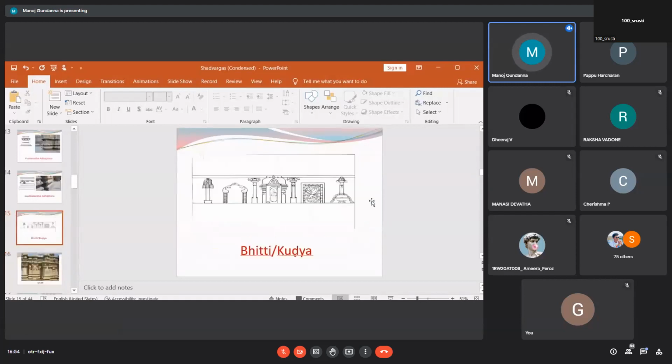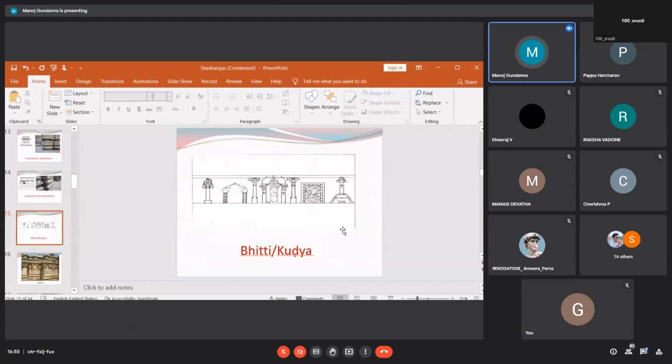Now the next of the Varga, the second of the Varga, is what is called Bitti. Bitti is also called Kudya. Bitti is actually the proper wall. As it separates the inner quarters from the outer courtyard, it is called a Bitti. According to the Vastu Granthas, it has to be built with considerable girth. So usually a Bitti or the wall of a proper temple will have 3 layers of wall.